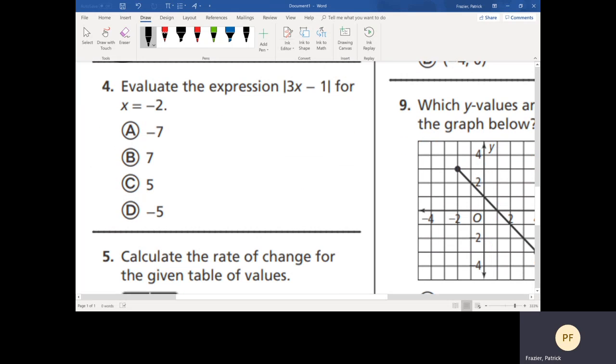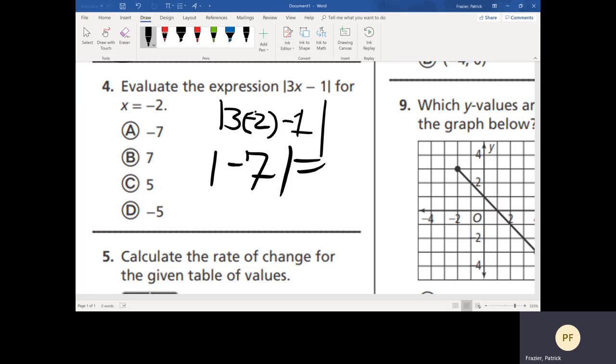Next, evaluate the expression of the absolute value of 3x minus 1, where x equals -2. Okay, so -3 times... +3. Right. 3 almost looked like a negative. 3 times -2 is -6, negative, so it is a negative this time. 1 positive, 1 negative. 3 times -2 is -6. -6 minus 1 is -7.